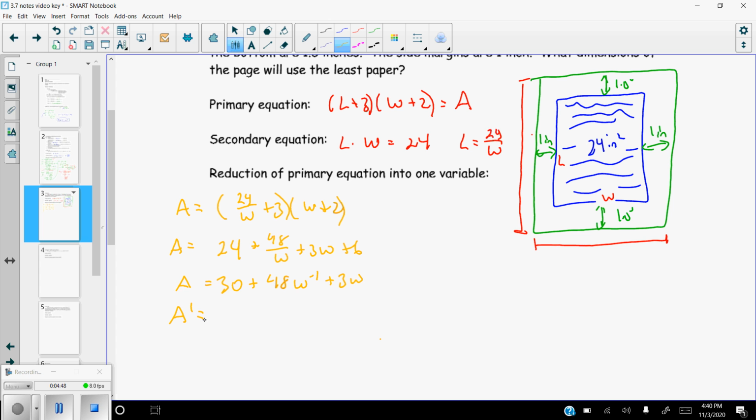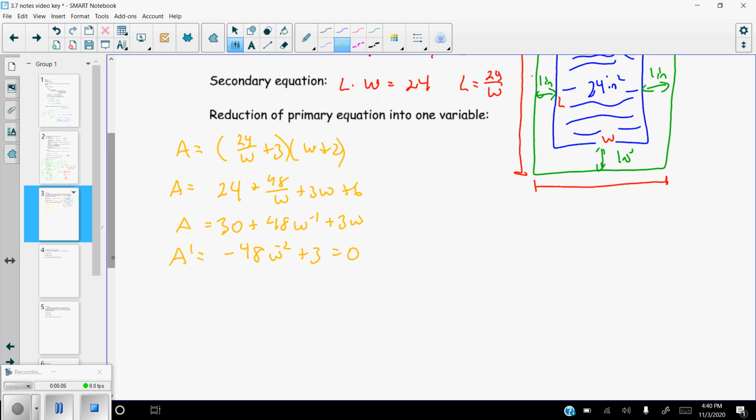Derivative of 30 is gone. Bring the negative 1 out front and multiply it. We get negative 48w to the negative 2 plus 3. Need to set that equal to 0 to find the critical values because we are trying to minimize this one.